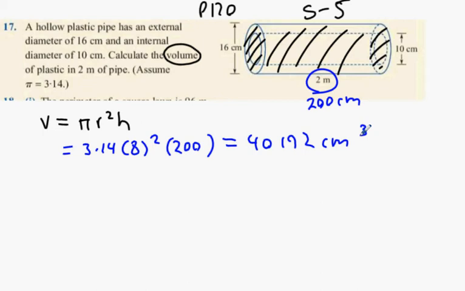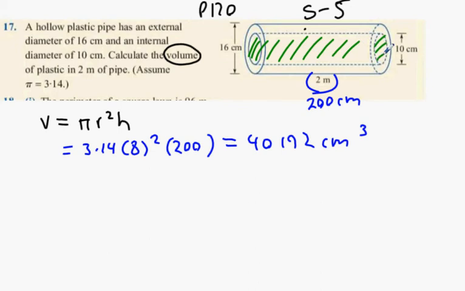But there's a catch. The catch is that we've drilled out the middle, okay? So the middle part has been drilled out. So what we're going to do is find the volume of the part we drilled out, and then take it away from the volume of the full thing.